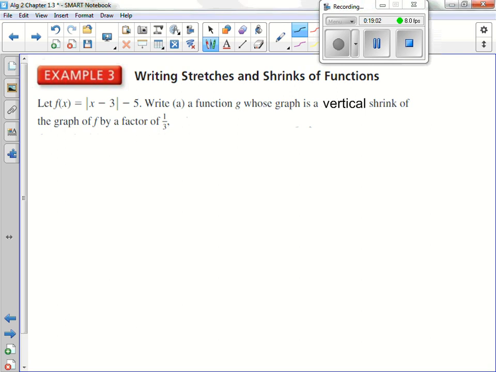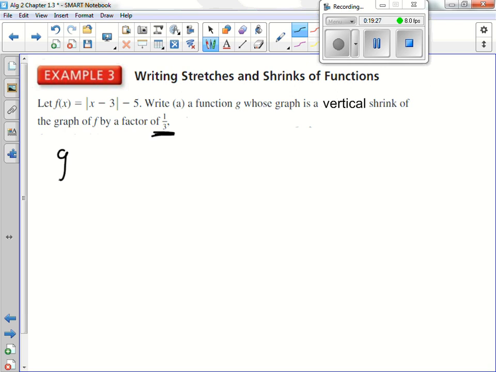This one here, we want to write a function g whose graph is a vertical shrink of the graph of f of x by a factor of 1/3. And again, 1/3 is less than 1 and greater than 0. So it's a fraction, so it is a vertical shrink by a factor of 1/3.